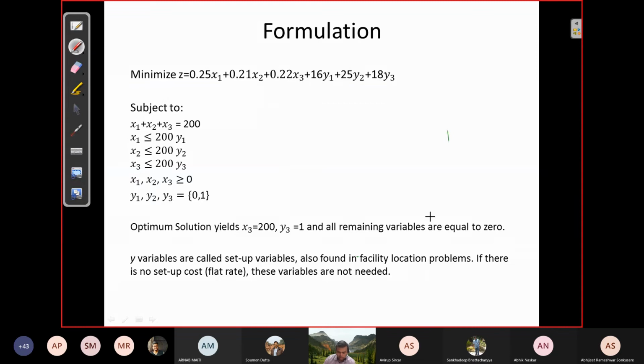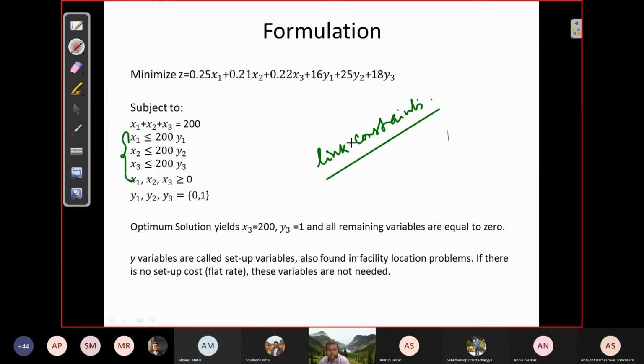Okay, yeah, so here I have written these three constraints. Can you explain why I have written these three additional constraints here? X1 is less than or equal to 200 Y1. It will ensure that if X1 is greater than 0, then Y1 has to be 1, because if Y1 is 0, then the right hand side is 0, and X1 should become 0. Basically, it is called a link constraint.